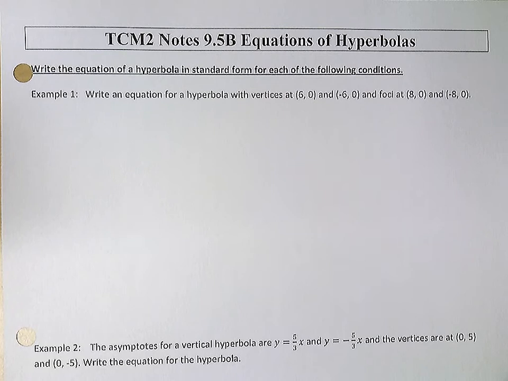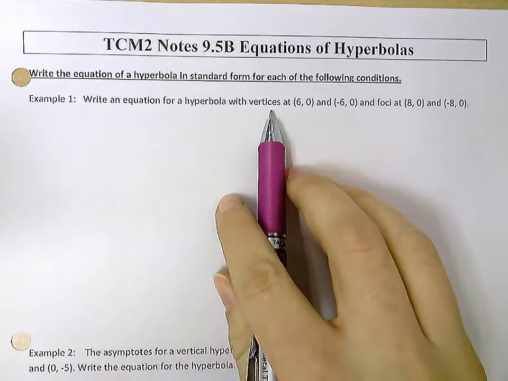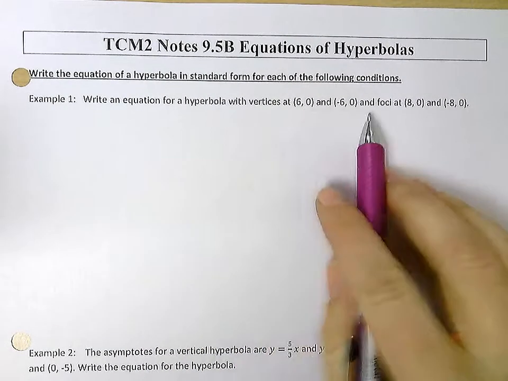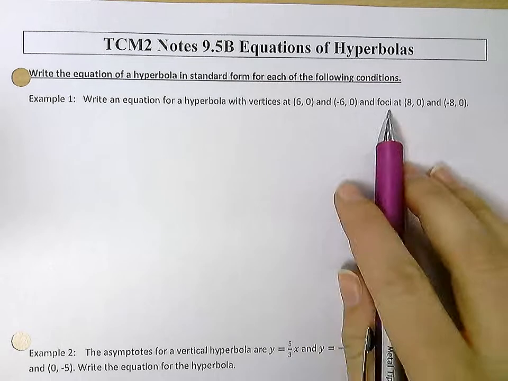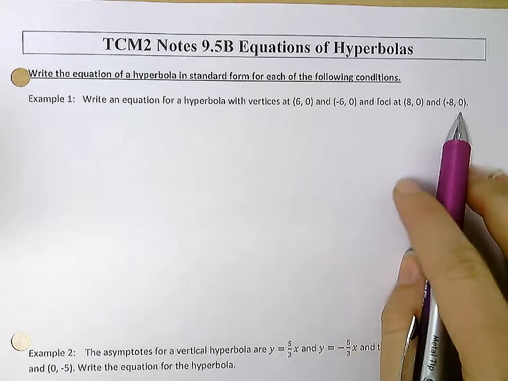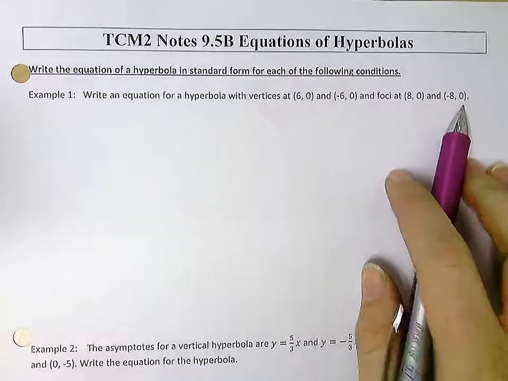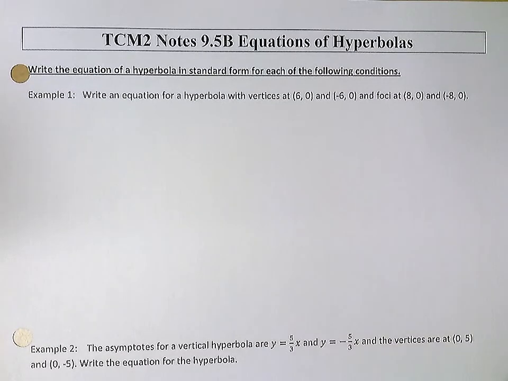So again, we're writing equations of hyperbolas. So in example 1, we have vertices at 6, 0 and negative 6, 0, and foci points at 8, 0 and negative 8, 0. Okay, so my first step here is to decide if this is vertical or horizontal.